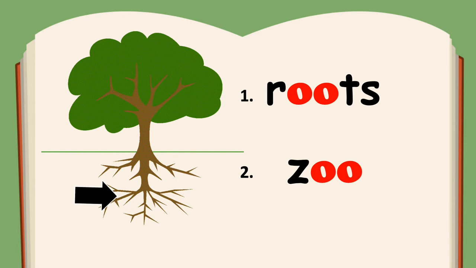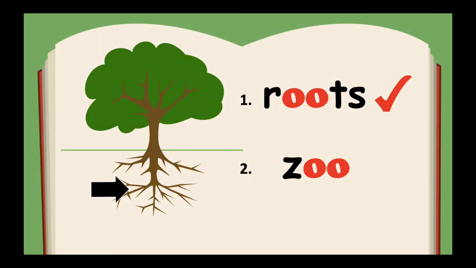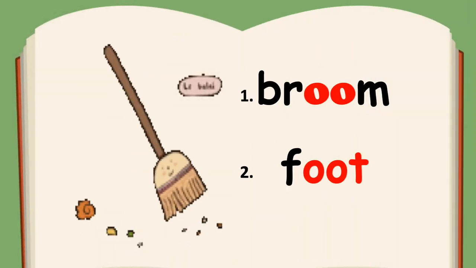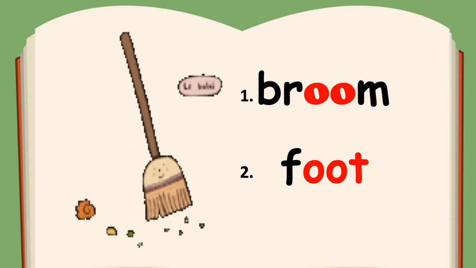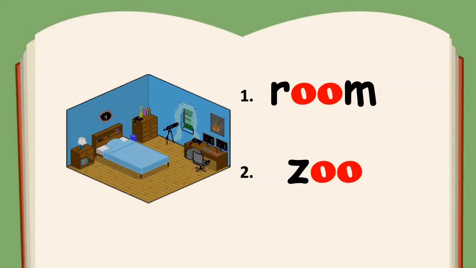Next. The arrow is pointing at that part of the tree. Roots. Which number is the word roots? 1 or 2? And your answer is? Bravo! You made it! Next. Broom. Which one is the word broom? Number 1 or number 2? And your answer is? All right! Wow! Amazing! Next picture. Room. Which word is room? Number 1 or number 2? Bravo!